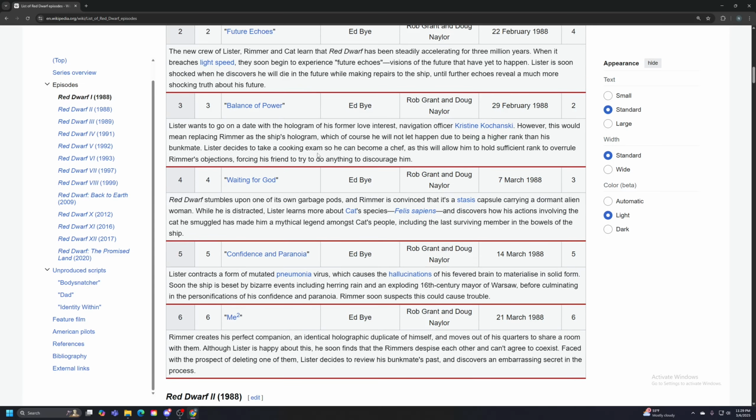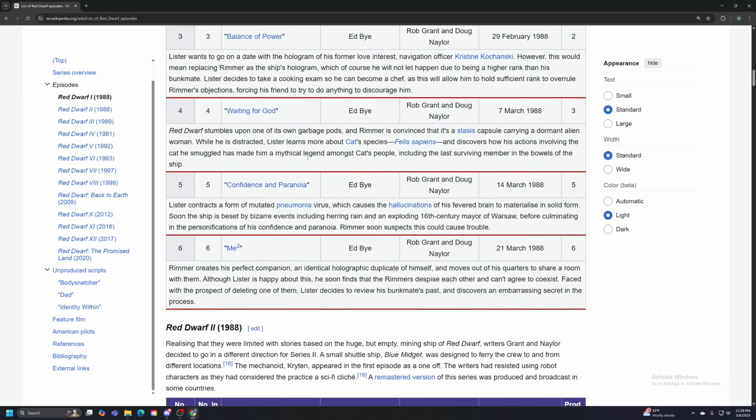Episode 3, Balance of Power, directed by Ed Bye, written by those two, aired on 29th of February 1988. Lister wants to go on a date with the hologram of his former love interest, navigation officer Christine Kochanski. However, this would mean replacing Rimmer as the ship's hologram, which of course he will not let happen due to being a higher rank than his bunkmate. Lister decides to take a cooking exam so he can become a chef, as this will allow him to hold sufficient rank to overrule Rimmer's objections, forcing his friend to try to do anything to discourage him.